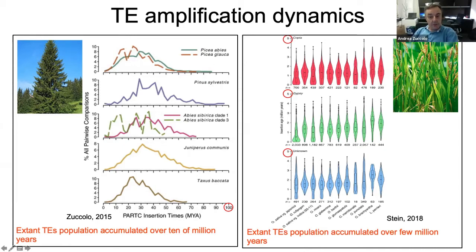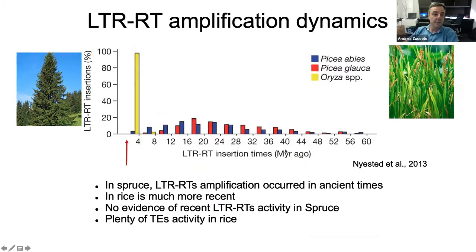In the case of rice, but I would say most of the crops, actually the extant TE population is quite young and accumulated just over a few million years of evolution. In this graph, actually the time is on the y-axis. Okay, so things were quite recent for rice. Not just that, if we focus on a really recent evolutionary time, and I mean anything less than 4 or 5 million years ago, then we can see that there is plenty of evidence of TE activity in rice, here in yellow, in this histogram, whereas basically there is no activity in the case of spruce.